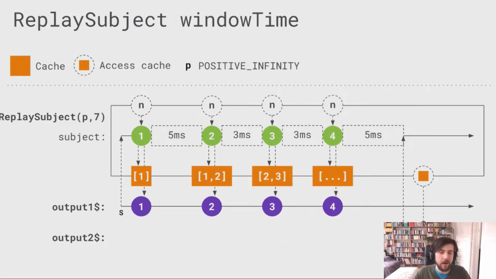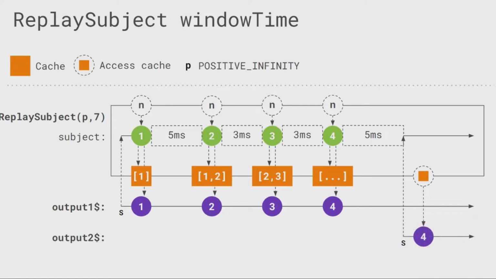There's another parameter that is called window time. And window time is really cool because window time lets you assign a lifetime to every single value. And if you look at that diagram here, the lifetime is 7 milliseconds. And if we have a duration of 5 milliseconds for the first emission, I will cache the first and the second value. Then I have another emission after 8 milliseconds, another emission after 3 milliseconds.